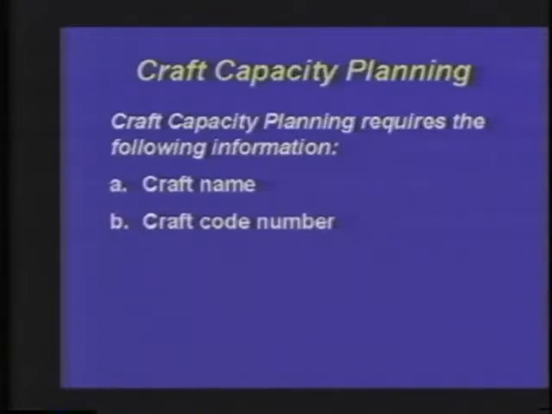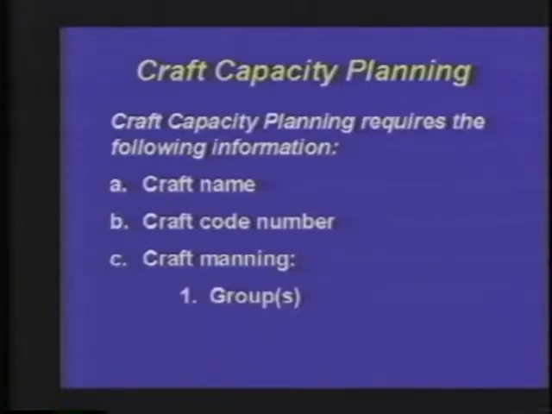There may be a need where we have craft manning. That means more than one person. So in item C, we can have manning by one person, but we also have to consider groups. So 1 is the groups and 2 is the individuals. And the groups may be multi-craft groups, such as 1 electrician and 1 mechanic. So again, the craft coding is strictly a user-defined requirement.